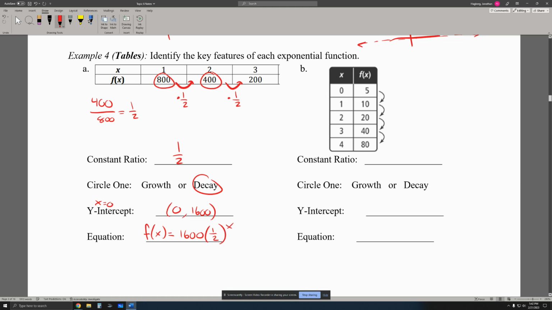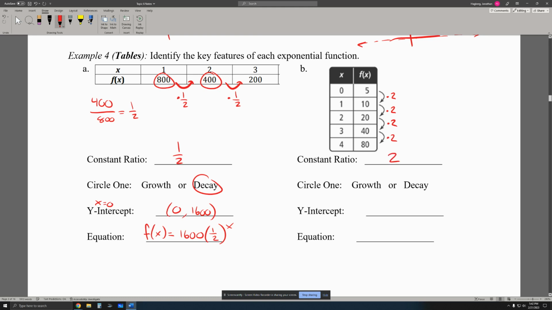For part B, here we have another table of values, also represented as f of x. Our constant ratio, what's happening each time? Well, we're doubling this each time. 5 to 10, we multiply by 2. 10 to 20, we multiply by 2. 20 to 40, multiply by 2. And 40 to 80, we multiply by 2.